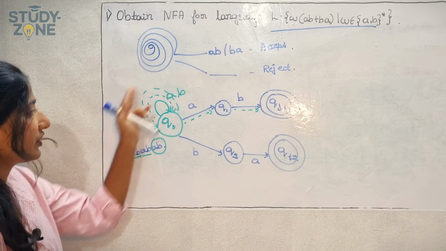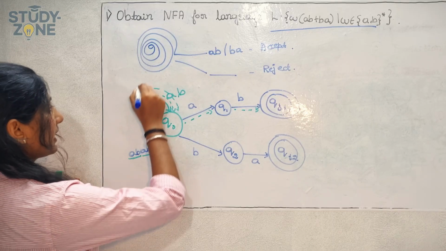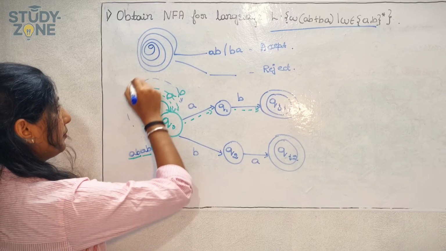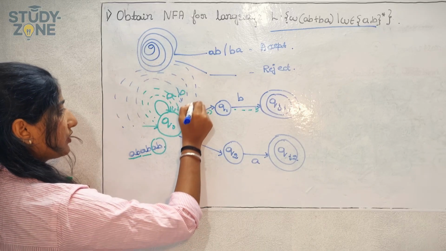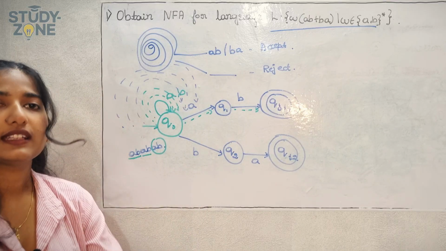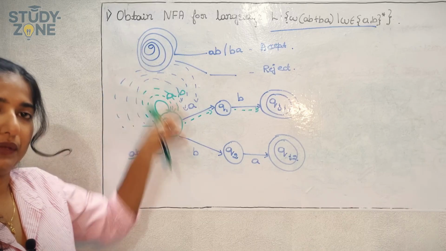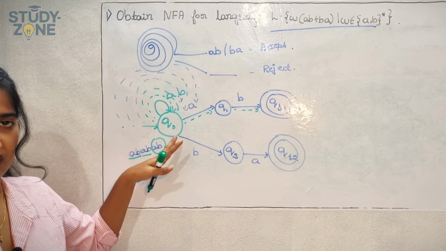So one machine will check in this direction, the other machine will check like this, A, and then if I get B, if I get A, it will revolve here only. In the other way it will be checking like this, okay, A, B, A, B, A, B. So this is not the final state, so it will get rejected.